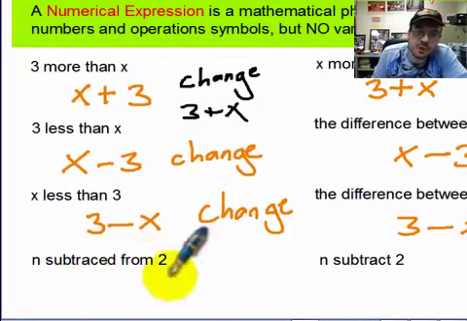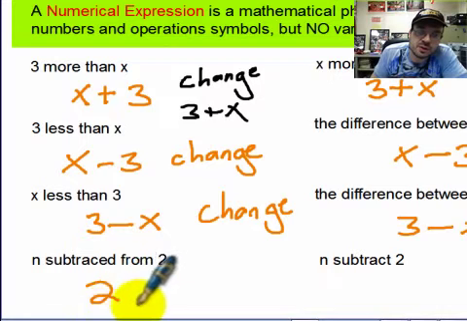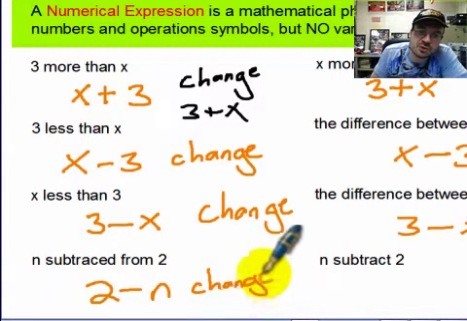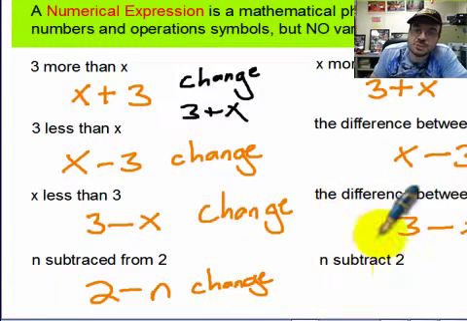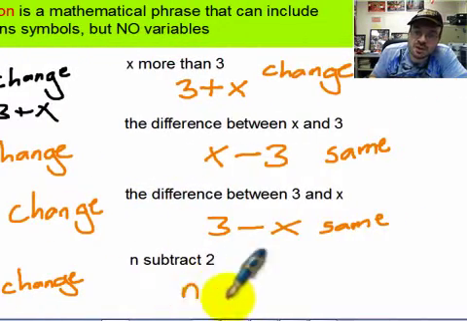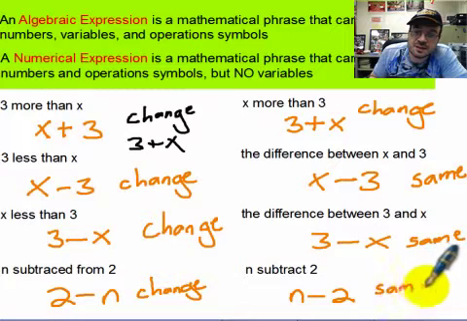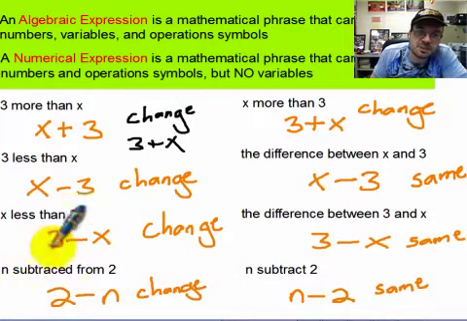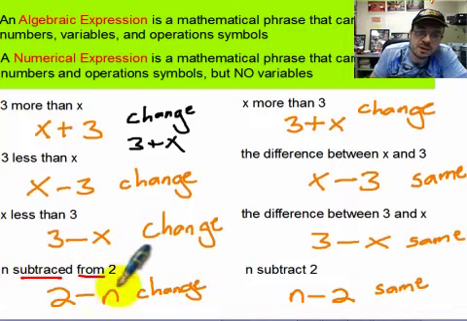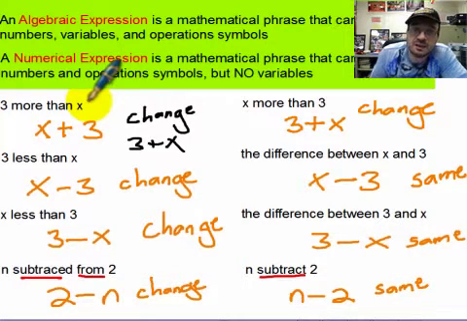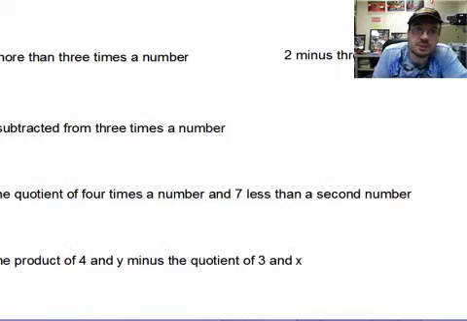n subtracted from 2. So I start with 2. And if n is subtracted from 2, I do 2 minus n. So the order changed. It seems like most of the time the order changes here. Okay, and then n subtract 2 means I start with n and I subtract 2. And here the order stayed the same. So you got to be really careful here because subtracted from, the order changes. But if I just say subtract, the order stays the same. So really pay attention. You may have to memorize these, and there's nothing wrong with having to do that if that's what it takes.